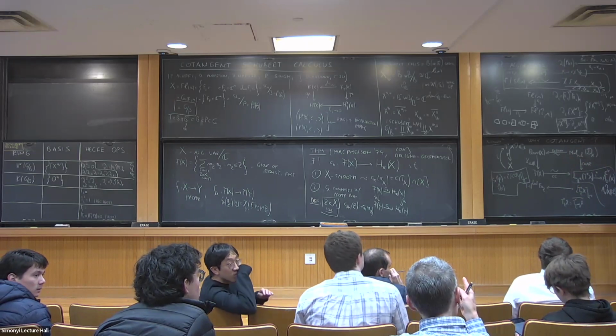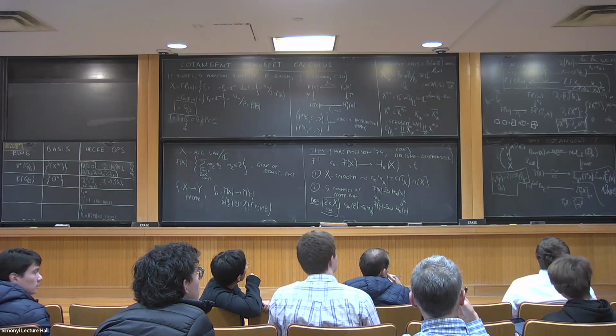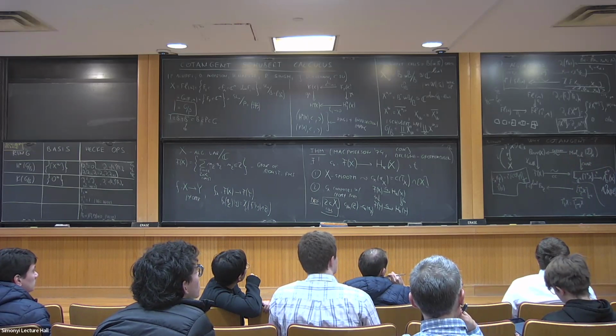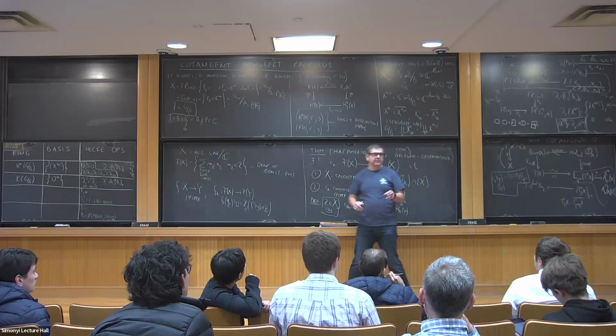If you apply the MacPherson c-star to the Euler obstruction, do you get the MacPherson Chern class? Is that what you're asking? Thank you for the question. It's a very good question.